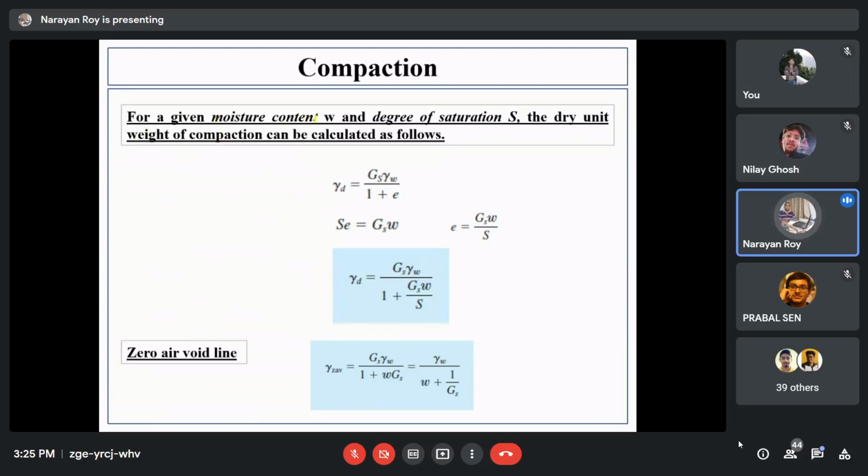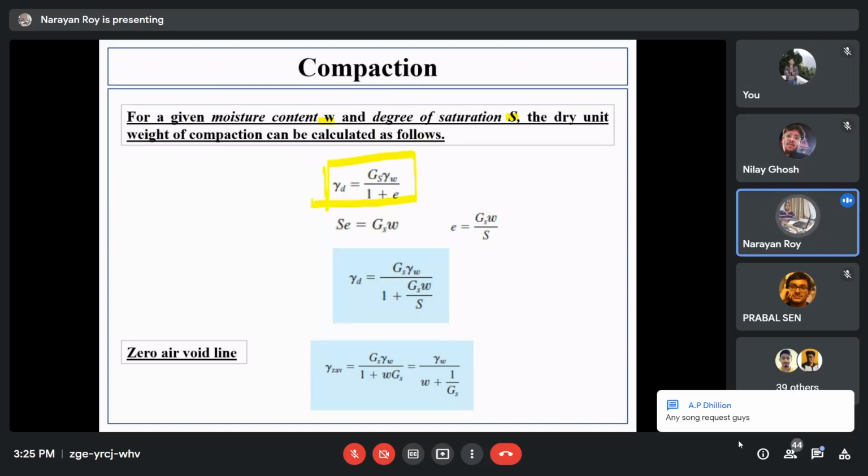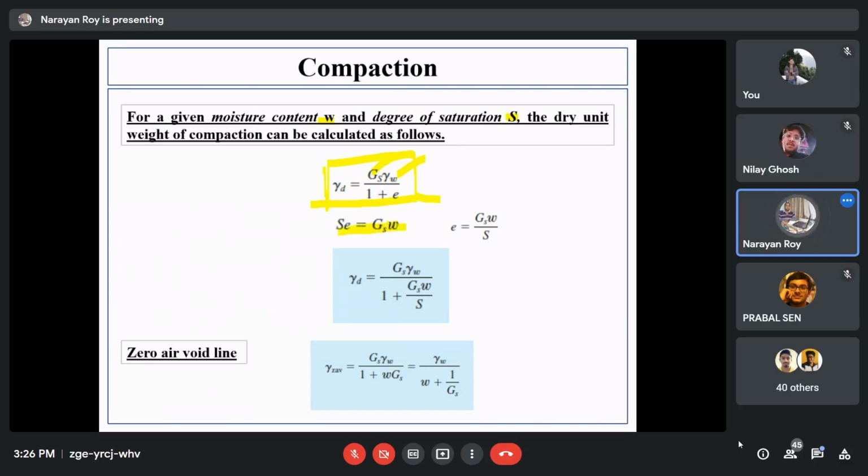For a given moisture content w and degree of saturation S, the dry unit weight of compaction can be calculated as follows. This is a standard formula you already know. Gamma d is equal to Gs times gamma w divided by 1 plus e. Gs is the specific gravity of the soil solids, gamma w is the unit weight of water, and e is the void ratio. Now, I replace this e from the simple relation Se equals Gs w, specifically replacing e using the degree of saturation. Here we have replaced it.